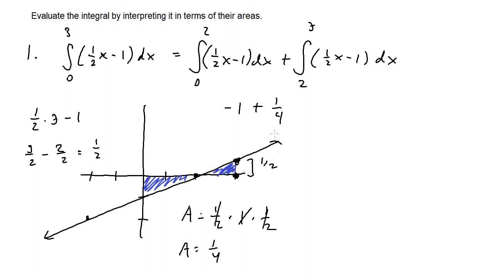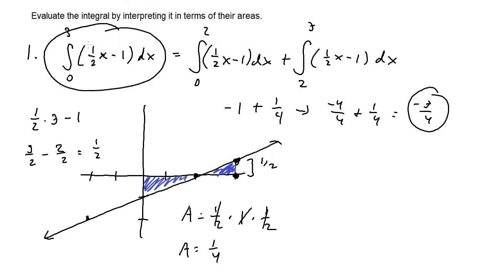So now we have -1 plus 1/4, or in other words, -4 over 4 plus 1 over 4, which is going to give us -3 over 4. So that's going to be the area, or in other words, the integral from 0 to 3 of 1/2 x minus 1 dx.